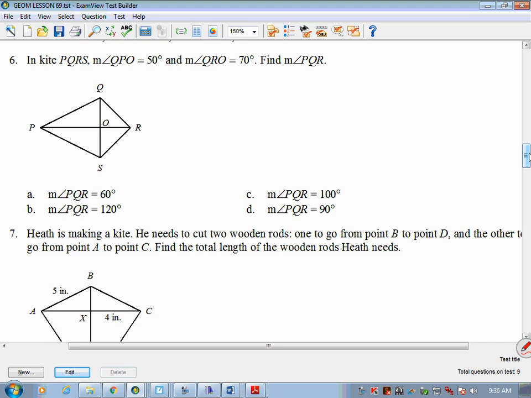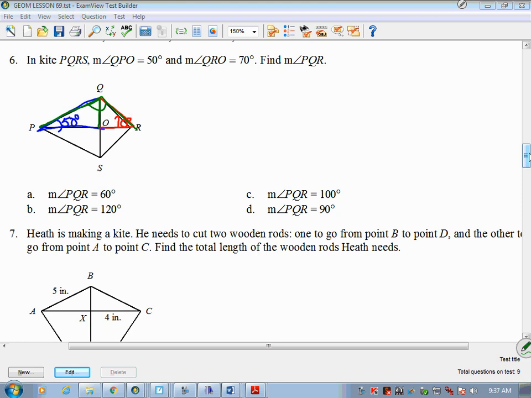6, we're back to our kite PQRS. They tell me the angle QPO. Start with Q, go to P, come over to O. So what I'm seeing right here is 50 degrees. And they're saying QRO is 70 degrees. Okay, find the measure of angle PQR. Okay, we want to find that angle right there.